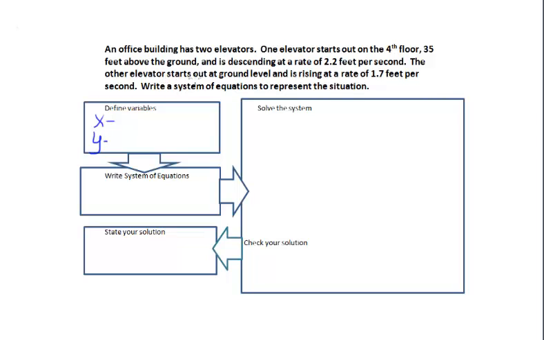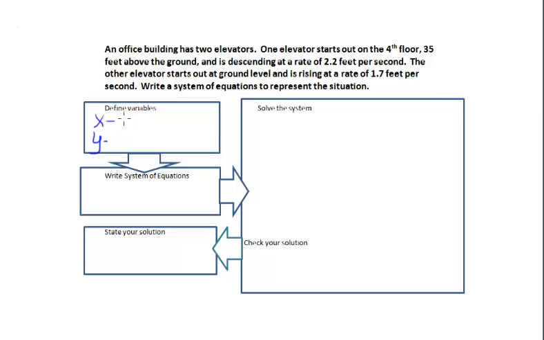Now, it says write a system of equations. It doesn't ask us any question to solve. So we don't have a clue there on what the variables are going to define. So this is where you have to read the problem, and I'm going to give you a second to read it a couple times and think of what you would define the variables as. Have you made a decision?